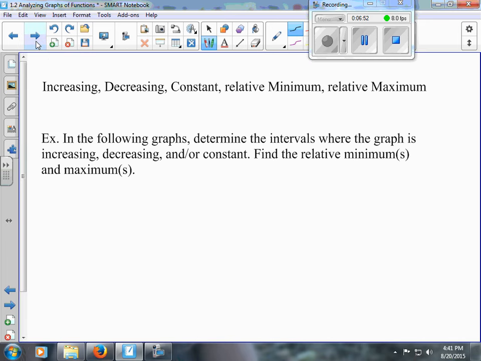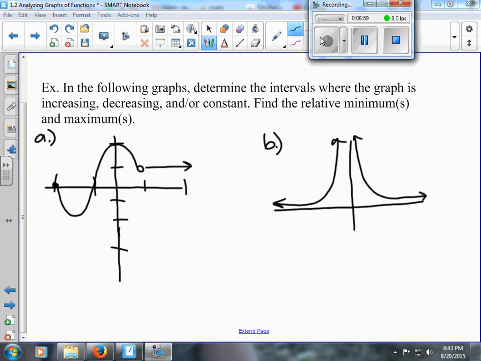All right, next topic, we have increasing, decreasing, constants, relative min, and relative max. Okay, so in example A here, I have a graph. We're going to determine where this function f is increasing, decreasing, constant, and then any maxes and mins.